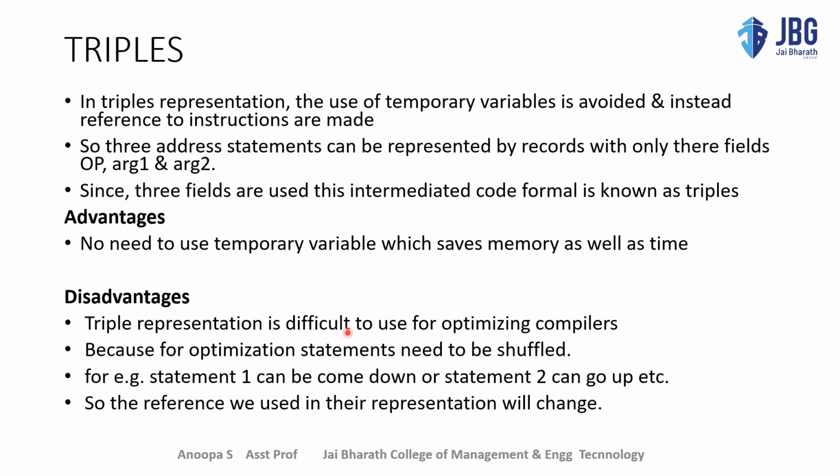Triple representation is difficult to use for optimizing compilers, because for optimization statements need to be shuffled. For example, statement 1 can come down, or statement 2 can go up. So the reference we used in the representation will change. That is one of the disadvantages of triples.